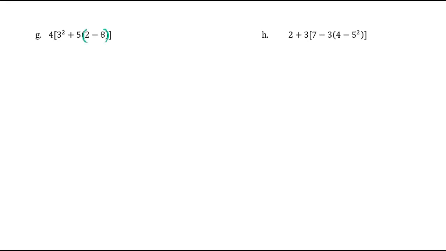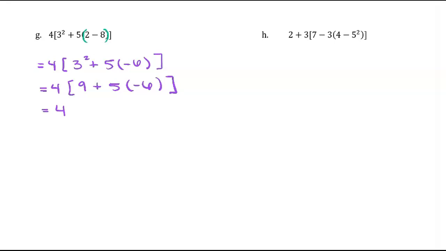So I'm going to take care of simplifying what's inside those parentheses first. That is, I'll rewrite this as 4 times 3 squared plus 5, and instead of 2 minus 8, I'll write what 2 minus 8 is, which is negative 6. Now, I still need to simplify what's inside these brackets before I move on. Inside the brackets, I need to use good order of operations. That is, since I've already simplified what's inside the parentheses, I'll move on to exponents inside the brackets. So that 3 squared, I'll write as 3 times 3, or 9.